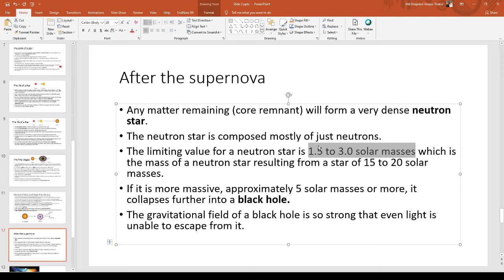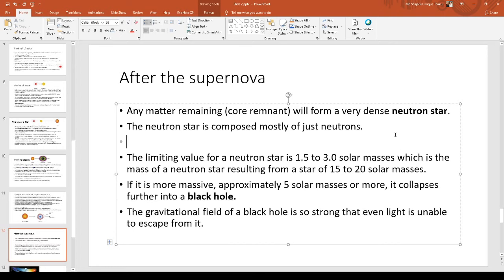Now I want you to focus here, this is very, very important. This 1.5 to 3 solar mass is the mass of the core remnant, just the remaining parts. This is not the total mass of the star. The total mass of the star is much, much larger. 1.5 to 3 solar mass, what does it mean? It means 1.5 times the mass of the sun, or 3 times the mass of the sun.